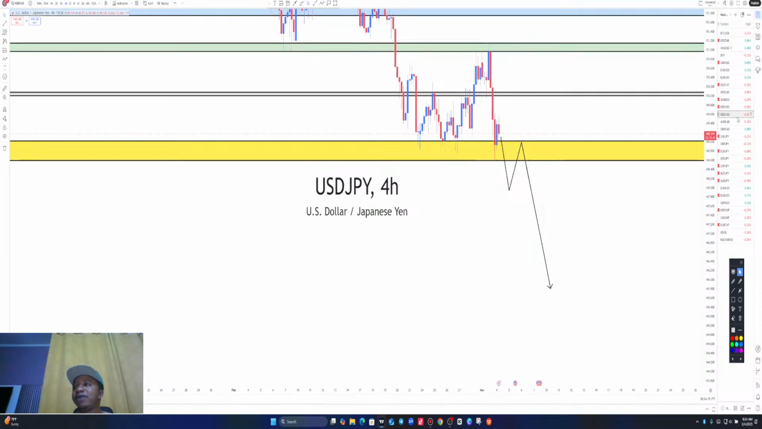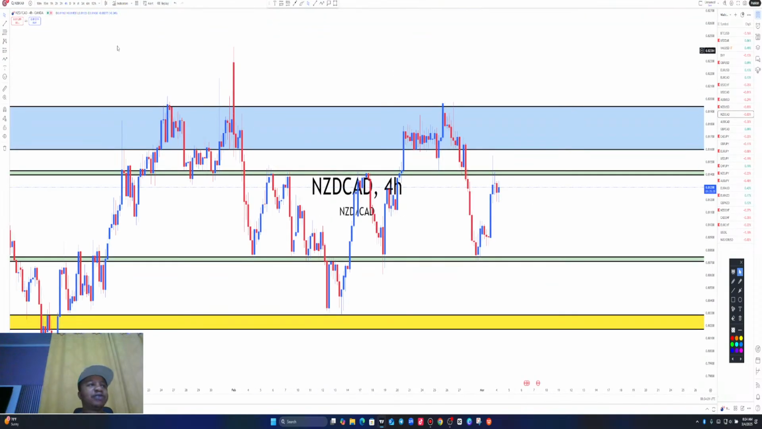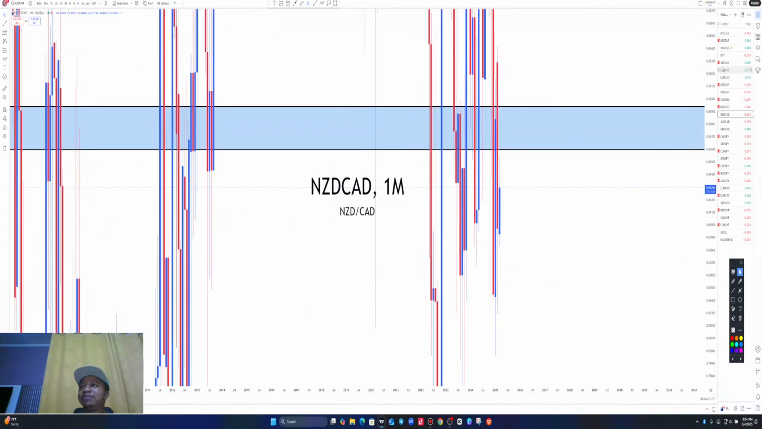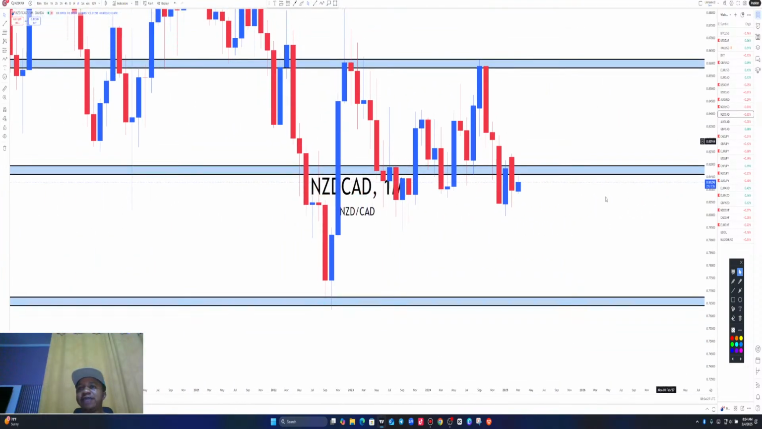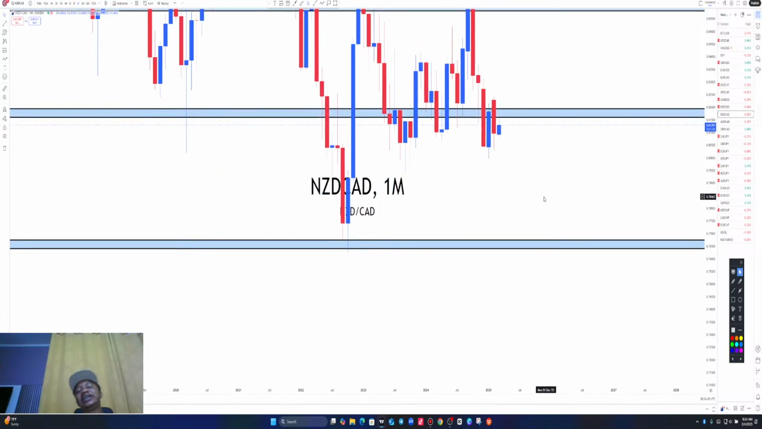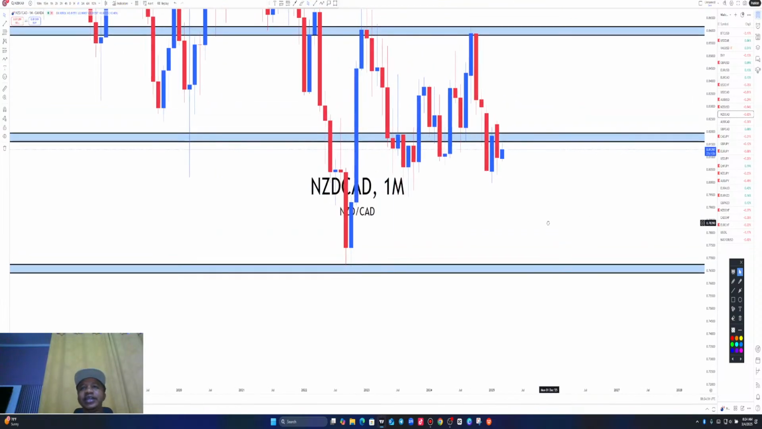Right, so NZD CAD, what is happening on this pair? Let's find out very quickly. All right, so NZD CAD, moving to the monthly time frame. This is the monthly time frame of NZD CAD. Let's put meaning into it very quickly. Now, NZD CAD on the monthly time frame, we have the monthly upper zone, the mid-range zone, and then the lower zone. Price has been able to break below the monthly mid-range zone and is trading below it.